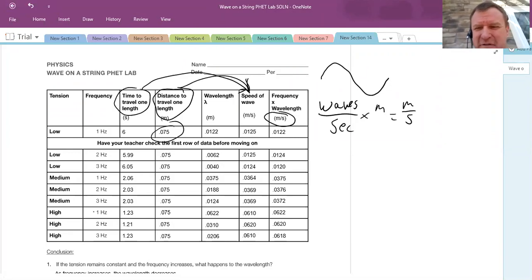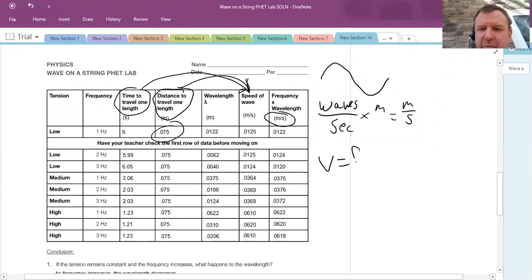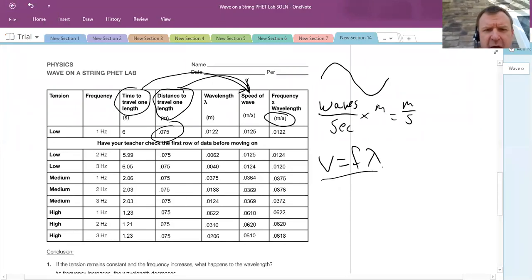One thing I wanted you to notice is that these two columns, the speed and the frequency times wavelength, are the same. So 0.0125, 0.0122, pretty much the same if you look all the way down. And this is my data, yours is going to be a little bit different, but these essentially are the same. So the conclusion here is speed equals frequency times wavelength. I talked about that in the last video anyway, so hopefully that was pretty straightforward.